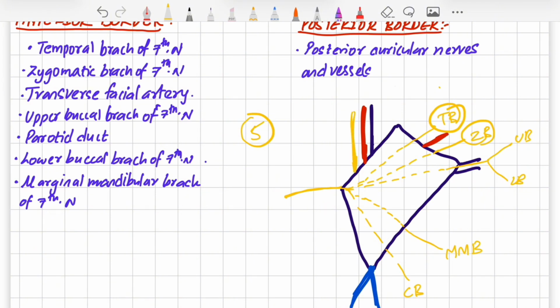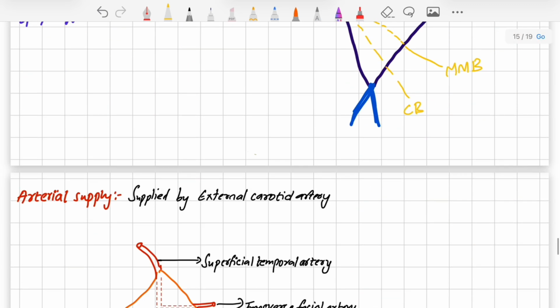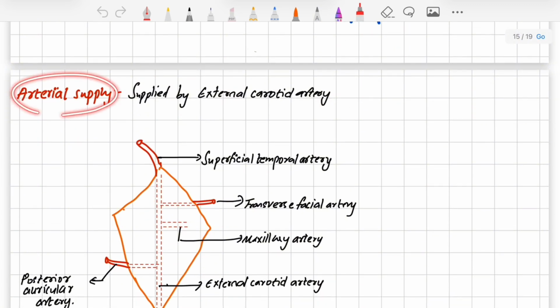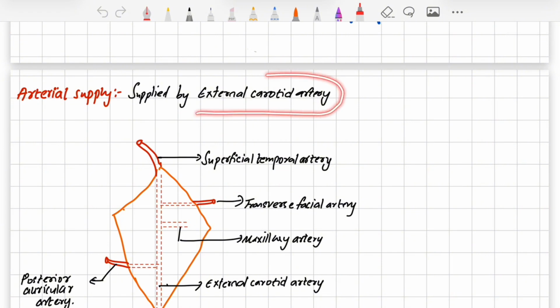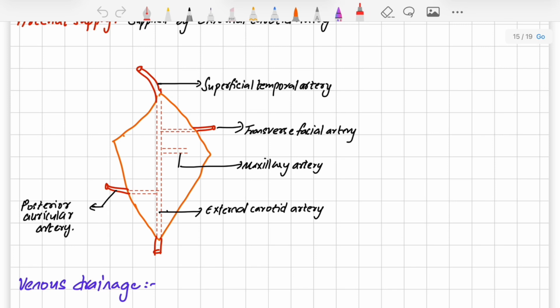So these are the structures emerging. I hope you guys are clear with this concept. And let us talk about the arterial supply of the parotid gland. This arterial supply of the parotid gland is by the external carotid artery. Okay, external carotid artery and its branches.